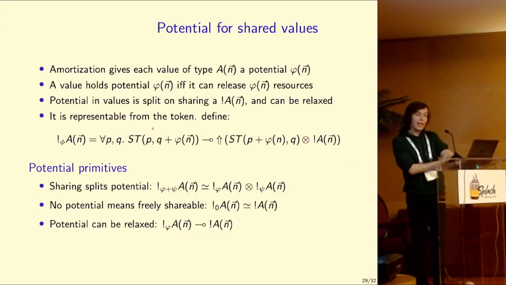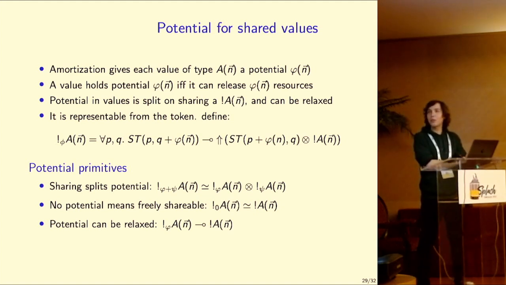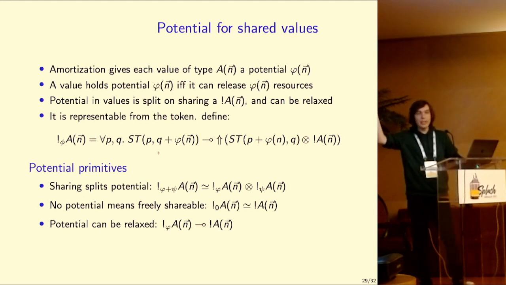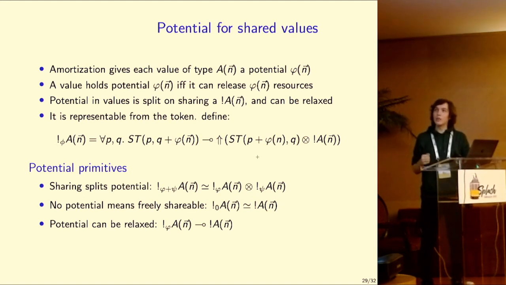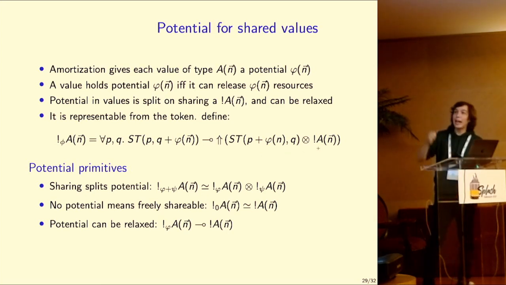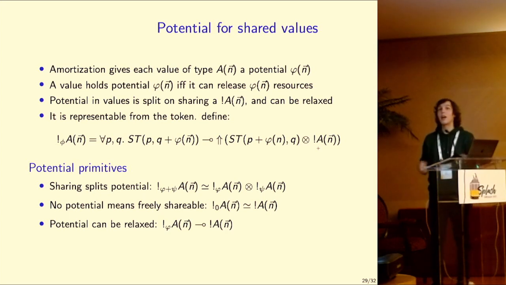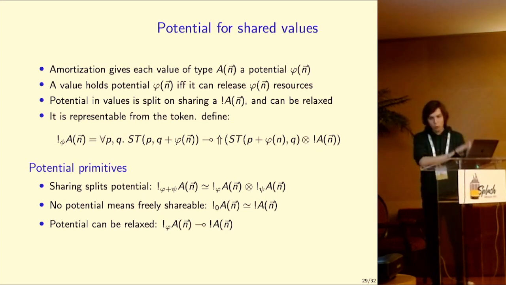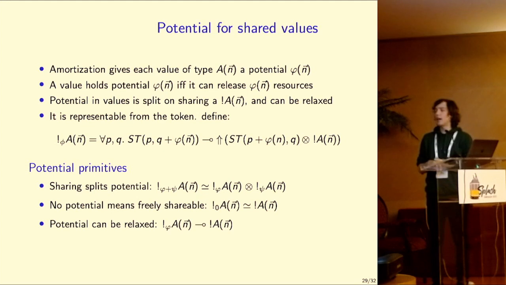Finally, we can recover what lambda mode does with values in potential by saying that a shareable value that holds some potential phi of n is merely something that, when given a token with phi of n used resources, will free those resources, so make those resources available, and then we get a value without potential. And this notation lets us recover values with potential while staying correct regarding our state token.